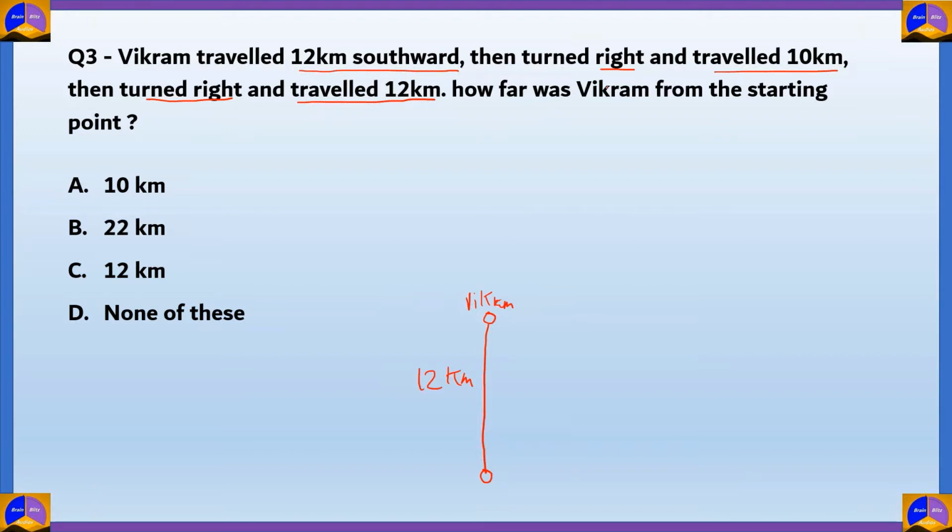And then he turned right. So if a person is facing south and he turns right, that means he'll be facing the west direction, which is to the left. So he travels 10 kilometers. And again, he turns right. So if he's facing west and he turns right, that means he'll be facing the north direction. So he'll be traveling to the north 12 kilometers.